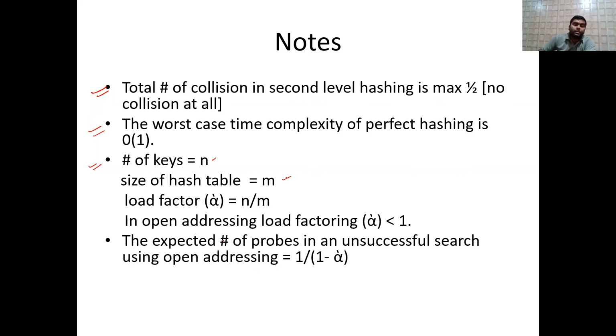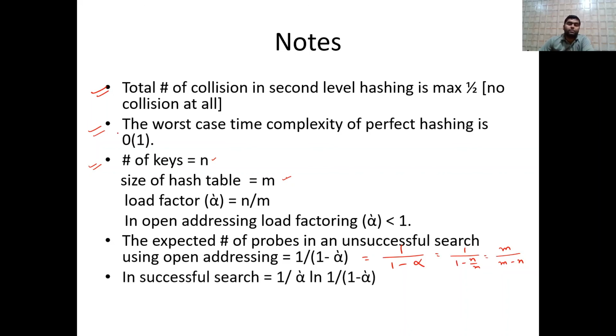Now the expected number of probes, meaning attempts, in an unsuccessful search: what will that be? So that is 1 divided by 1 minus alpha, or another way of saying it, 1 divided by 1 minus n divided by m, or it can also be written as m divided by m minus n. So all these are the same. Expected means we are calculating something of a probabilistic nature. So the expected, or average, number of attempts in an unsuccessful search is 1 upon 1 minus alpha.